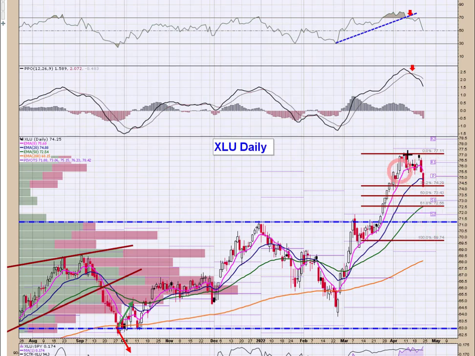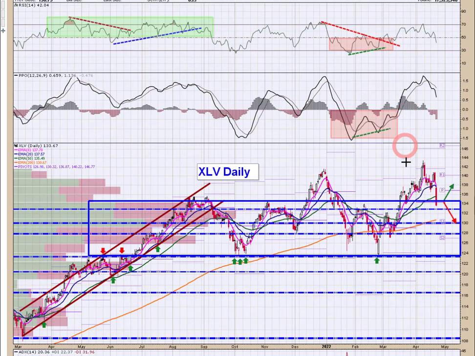So I would expect this to roll down. I expect this to come back into this support area down here towards 71. So be pretty careful if you've been piling into utilities. I think they're coming back.